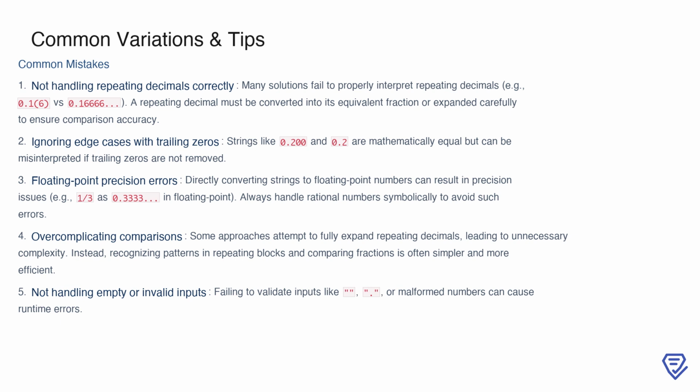Another frequent issue is overlooking edge cases involving trailing zeros. Strings such as 0.200 and 0.2 may look different, but they represent the same value, so it's important to normalize them by removing unnecessary zeros. Additionally, converting strings directly to floating point numbers often leads to precision errors due to the limitations of floating point representation. For instance, 1/3 as a floating point number becomes 0.3333, which is not exact. To avoid these issues, it's better to handle numbers symbolically as fractions.